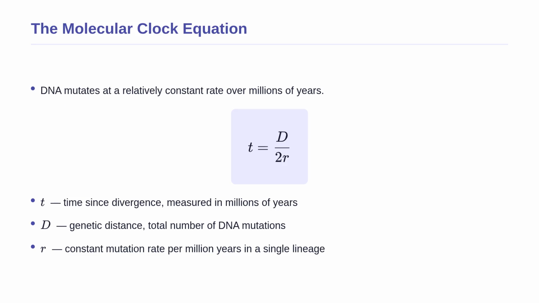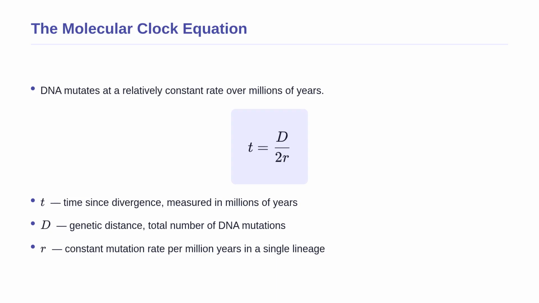The formula we use is T = D / 2R. Let us break down these symbols. The letter T represents the time that has passed since two species diverged, usually measured in millions of years. The letter D stands for the genetic distance, which is the total number of DNA mutations that differ between the two species today. Finally, R represents the constant mutation rate per million years in a single lineage.